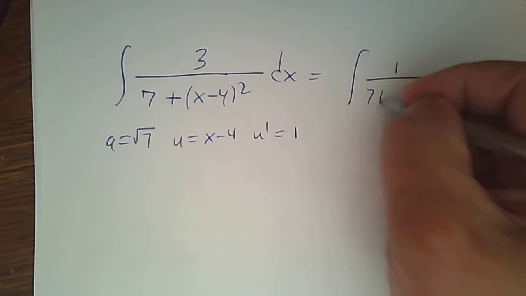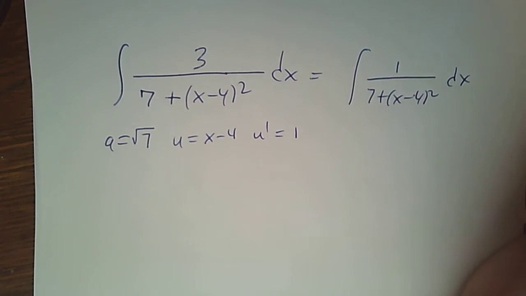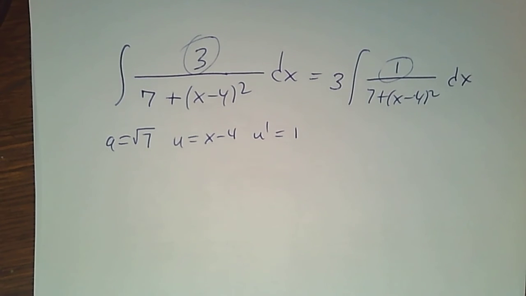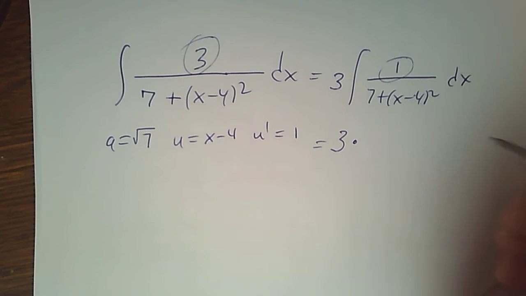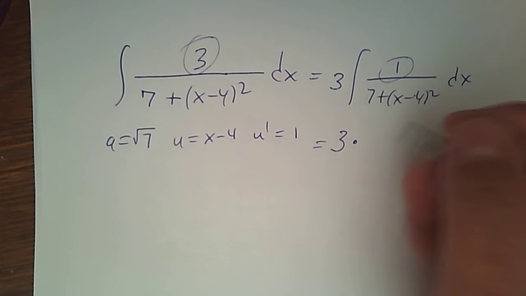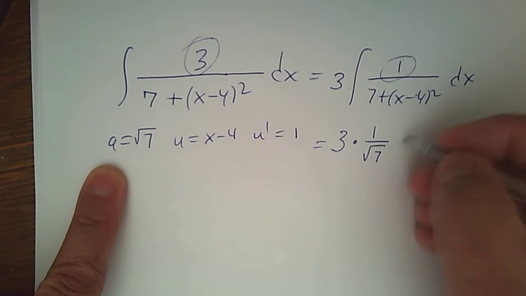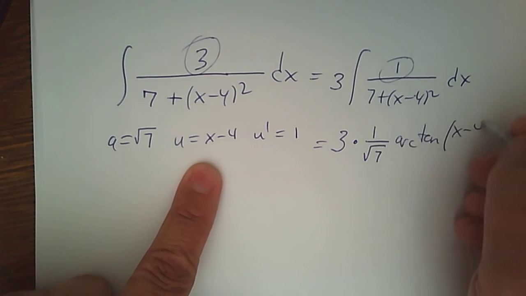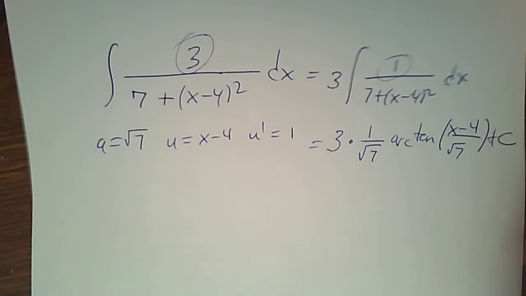So we need a 1 in the numerator. Now, what was it before over what it became? So that's a 3. So our answer is going to start with 3 times. Now for arctangent, it starts with a fraction, which is 1 over a, which is root 7. You don't need to rationalize it. Then it's arctan, and then it's u over a. So x minus 4 over root 7, and then don't forget the constant.